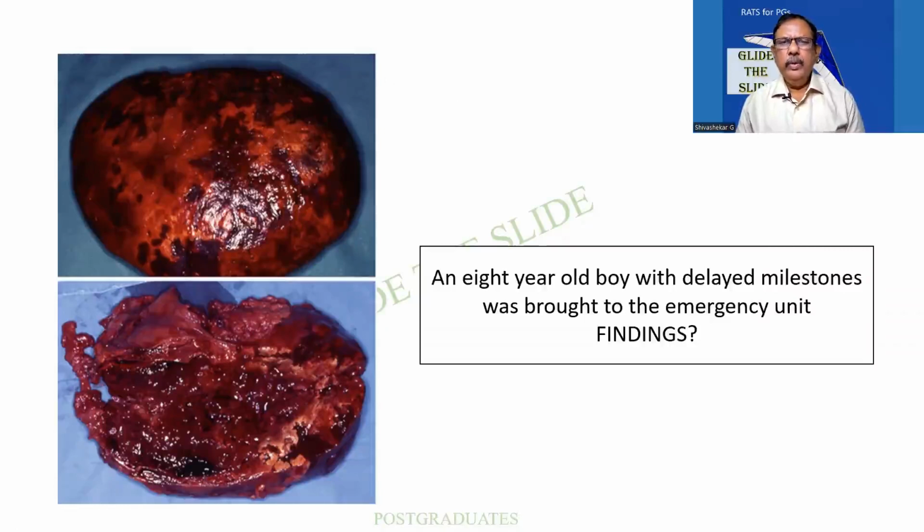I had given you a specimen for a homework. The history runs like this. An 8-year-old boy, see the age, with delayed milestones. Look at the presentation. Was brought to the emergency unit. So there are 3 clues that are given over here. And I hope that we had seen a kind of a specimen.